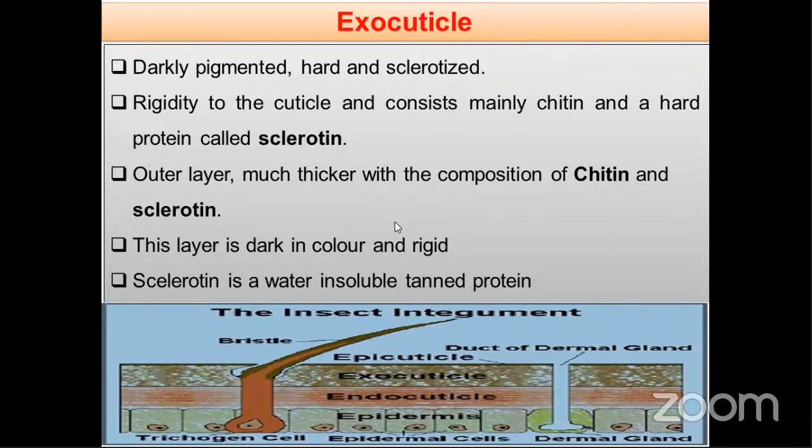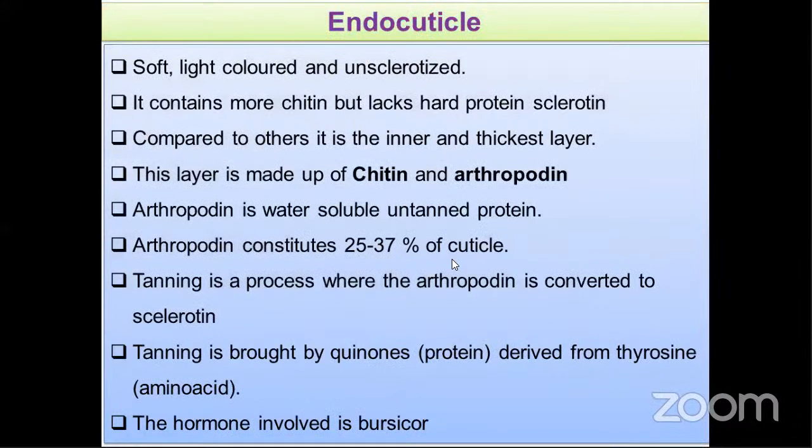But in the case of arthropodin, it is a water soluble but untanned protein. You can see here the darkly pigmented exoskeleton, the exocuticle. The exocuticle is darkly pigmented, but the endocuticle is lightly pigmented, soft in color. You can see here the endocuticle. It is soft and light colored, but the exocuticle is dark, hard and sclerotized.